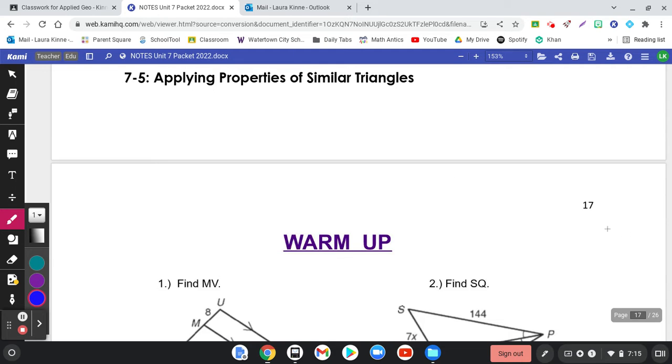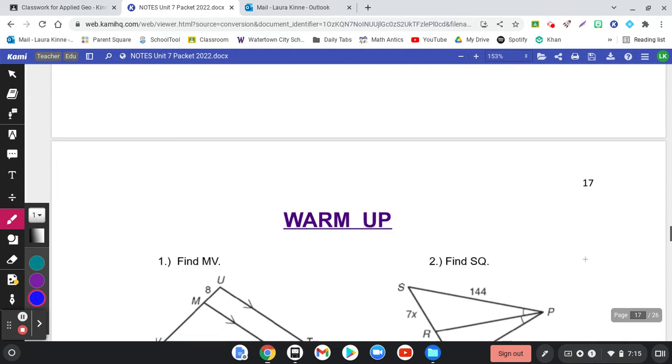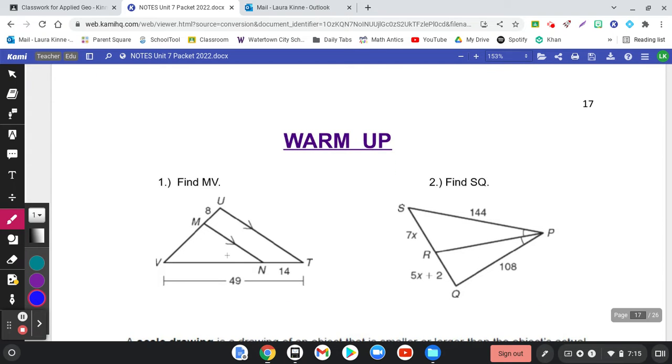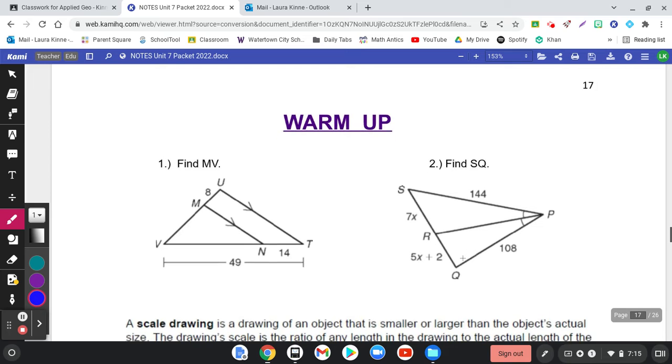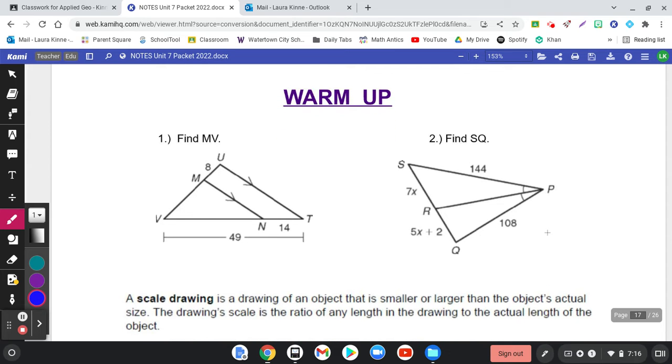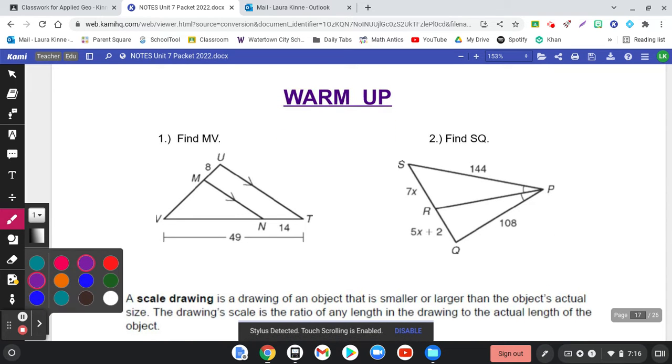Okay, so open up to page 17 in your packet. My file shifted a bit, so this should actually be down on page 17. And give these warm-ups a try. If you want, pause the video, see if you can get it set up. Okay, let's give it a try.